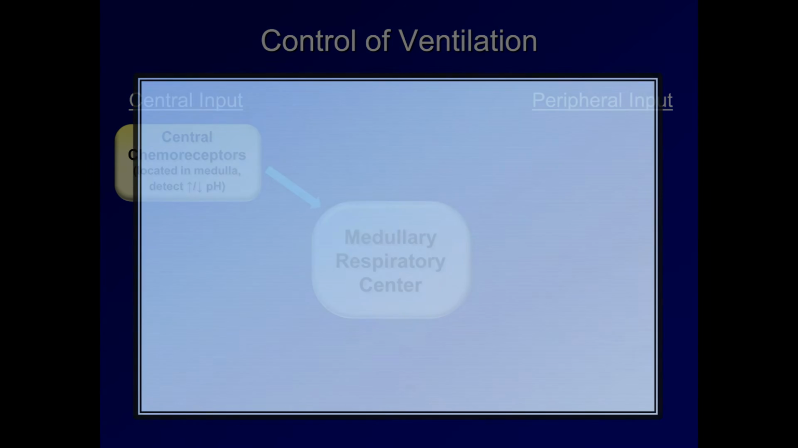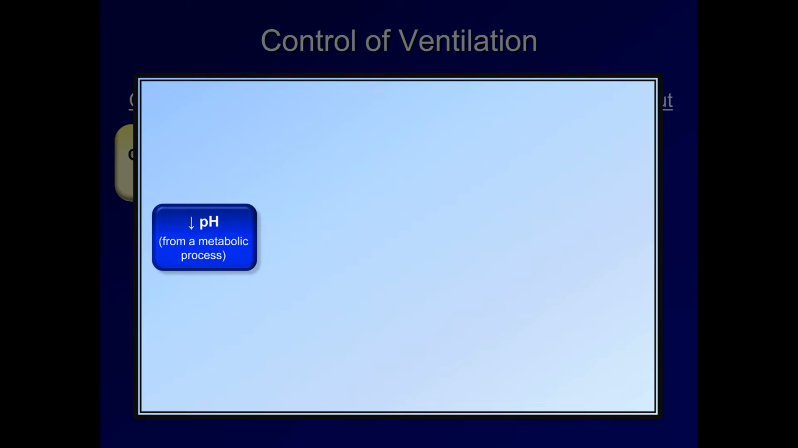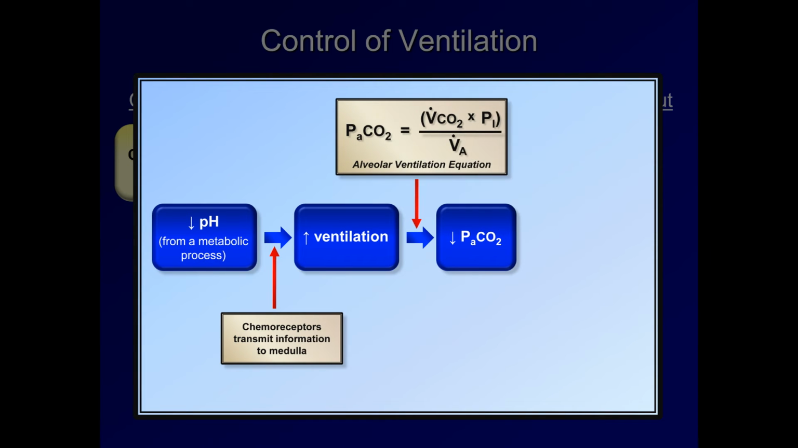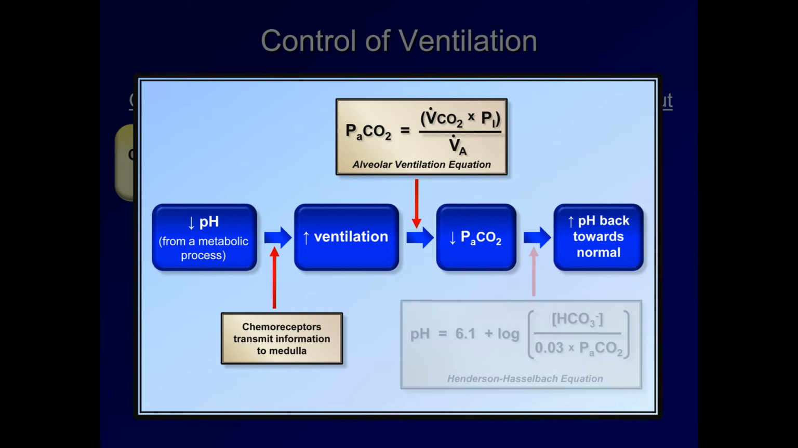For example, detection of a dropping pH from a metabolic process will stimulate an increase in respiratory drive. Greater ventilation will lead to lower PaCO2, as we will discuss more in a minute when reviewing the alveolar ventilation equation. And the lower PaCO2 will push the arterial pH higher as dictated by the Henderson-Hasselbalch equation. This is the basic mechanism of respiratory compensation that we have frequently referred to in previous lectures.